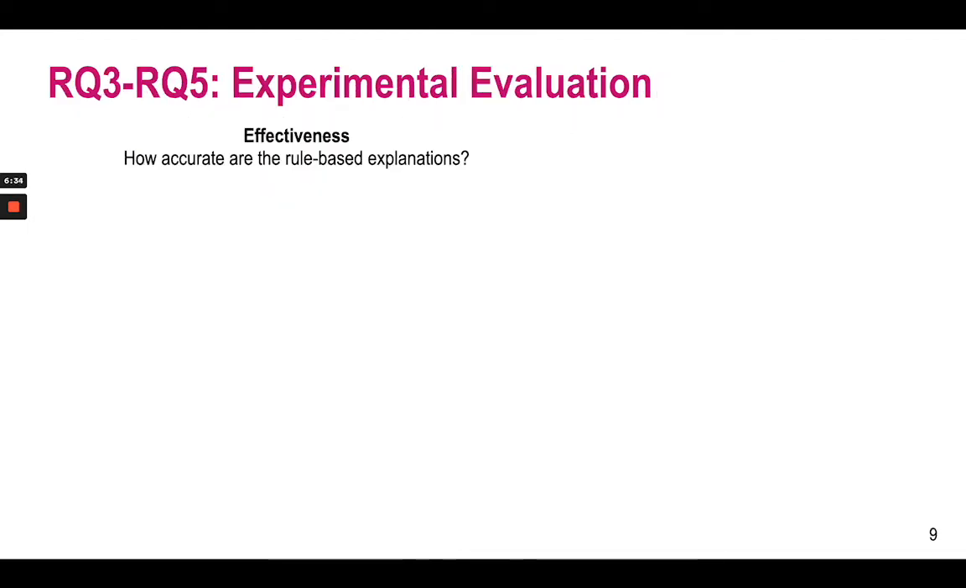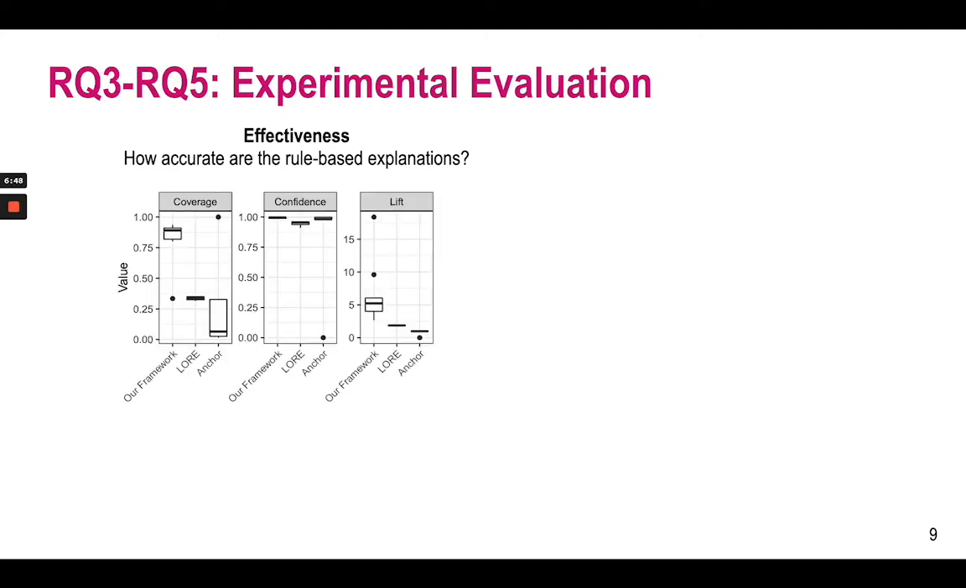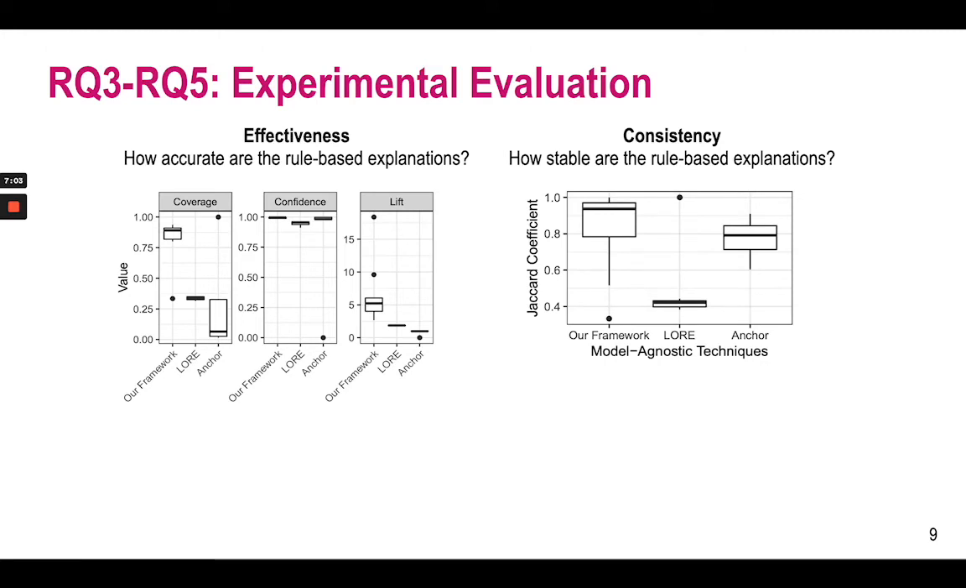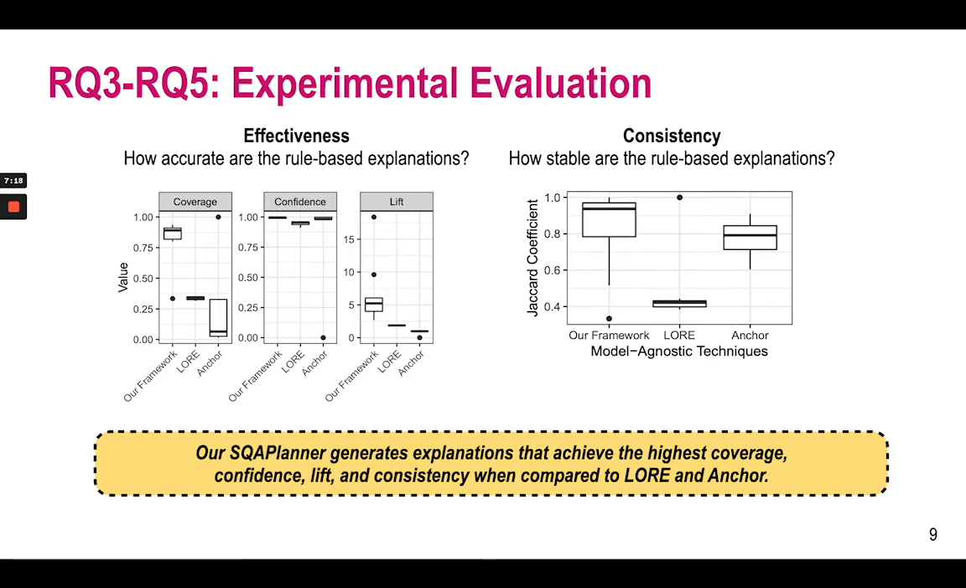So, to evaluate our approach, we investigate how accurate our rule-based explanations are. We measure the quality of the rules with respect to association rule measures like coverage, confidence, and lift. We find that our approach outperforms the state-of-the-art approaches like LIME and Anchor for all 3 evaluation measures. We also investigate how stable the rule-based explanations are. So we measure the similarity of the explanations when they are regenerated using Jaccard coefficients. And we found that our approach also outperforms the state-of-the-art approaches like LIME and Anchor as well. So we can conclude that our SQAPlanner generates explanations that achieve the highest coverage, confidence, lift, and consistency when compared to LIME and Anchor.